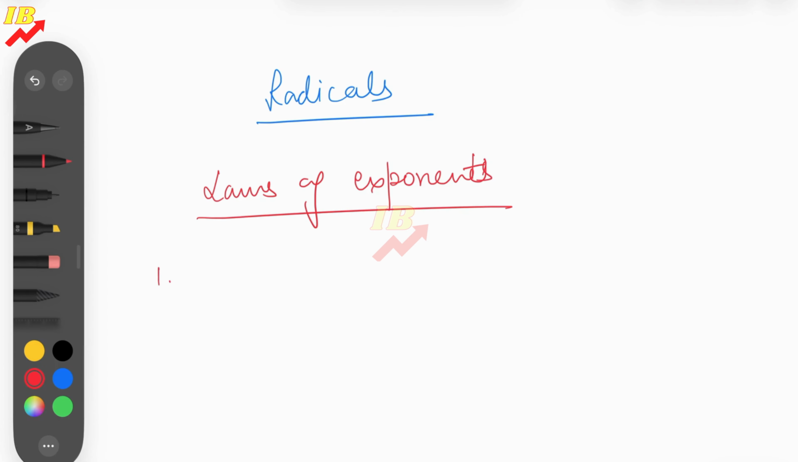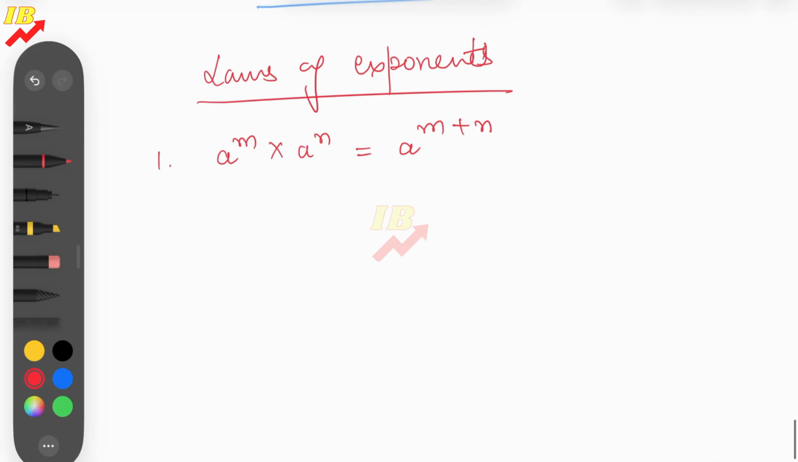So the first law says a to the power m times a to the power n is going to give you a to the power m plus n. That's a very basic rule. When your bases are the same and you have different powers with a multiplying sign in between, you're going to add those powers. Okay, that's a main and a very important rule.